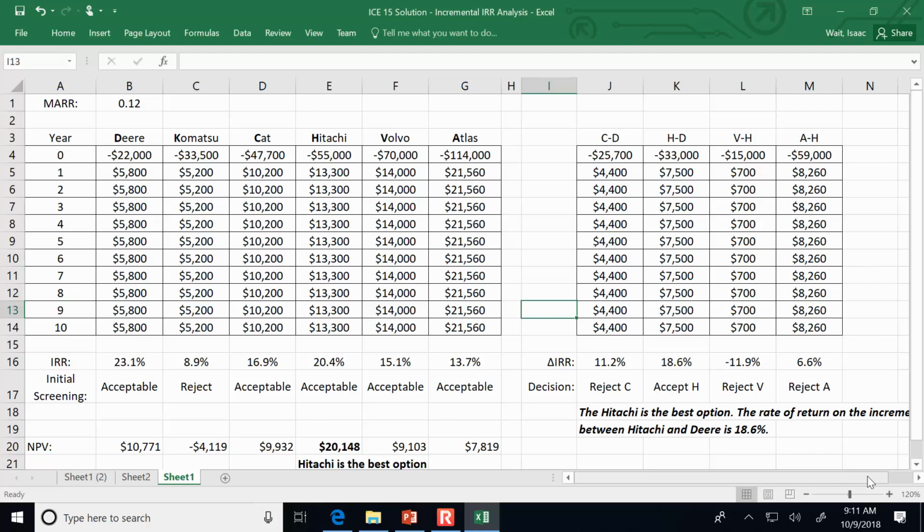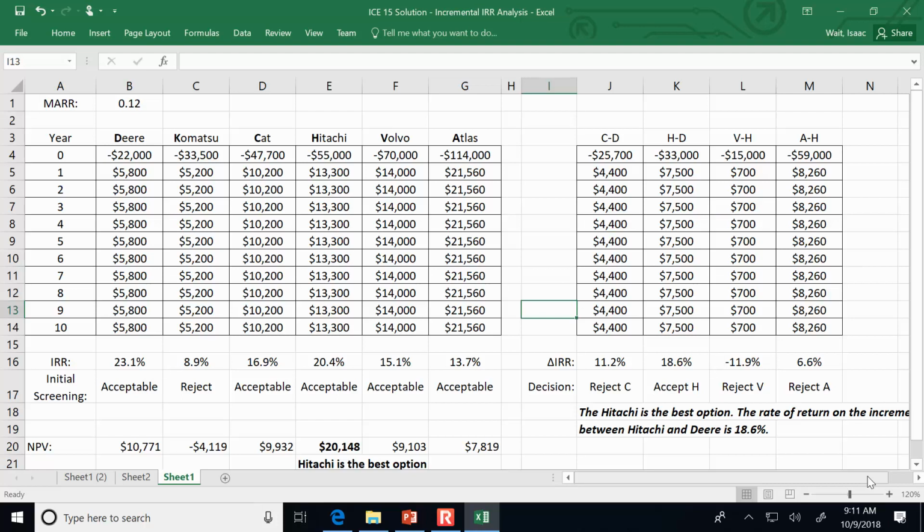We'll do the initial screening, so that's the internal rate of return, IRR, and what we're looking to see is whether it's higher or lower than the MAR. So the MAR is 12%, so that allows us to, right off the bat, reject the Komatsu. It's going to be unacceptable. So when we do the incremental analysis, we don't have to include Komatsu in any of the comparisons. So you can see down here under initial screening, I say acceptable or reject for each of the alternatives.